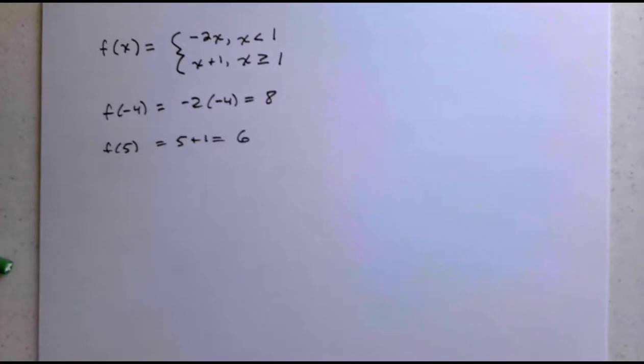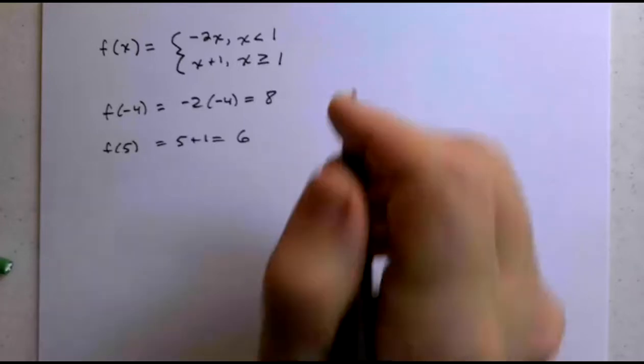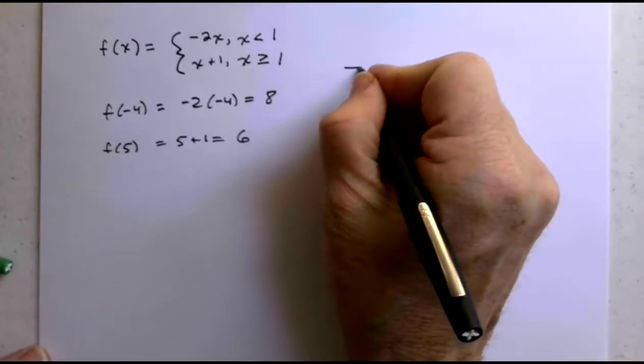But what I really want to do is I want to construct a graph. So looking at this, how do I do that? I know how to graph negative 2x. I know how to graph x plus 1. But how do I put them together in that range? Well, what I'm going to do is I'm going to make a whole table of values.